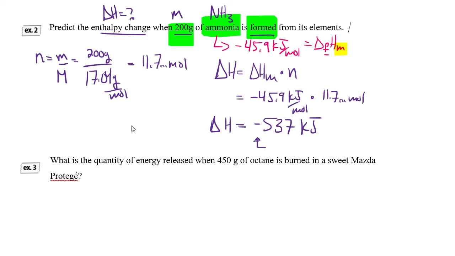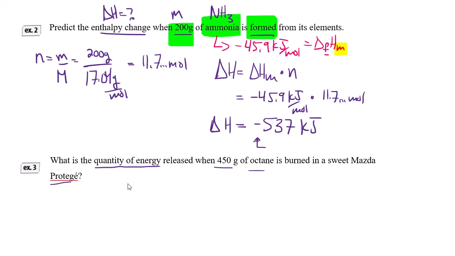Then I don't think I'll do this one because it's very similar to the first one, right? What quantity of energy is released when 450 grams of octane is burned in a sweet Mazda Protege? Oh, that's a dynamite car there. Person would be lucky to have a Mazda Protege. Let me tell you about that.